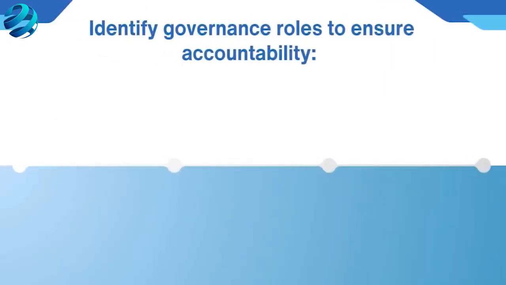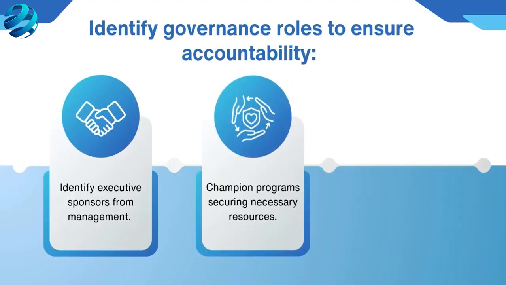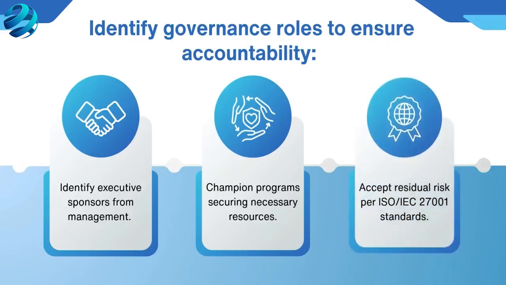Let's walk through the critical first steps of any governance project, identifying your champions and building the coalition you need to succeed. Identifying sponsors and governance roles. A governance program without leadership support is likely to fail. The first step is to identify an executive sponsor from top management to champion the program, secure resources, and accept residual risk per ISO/IEC 27001.